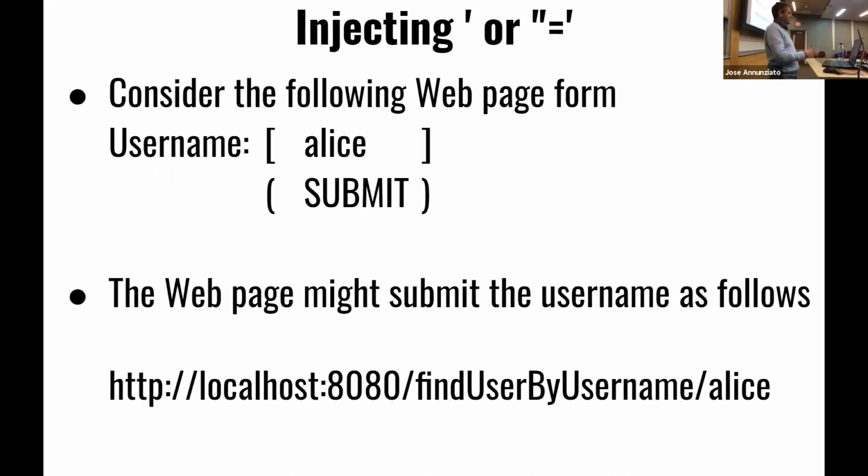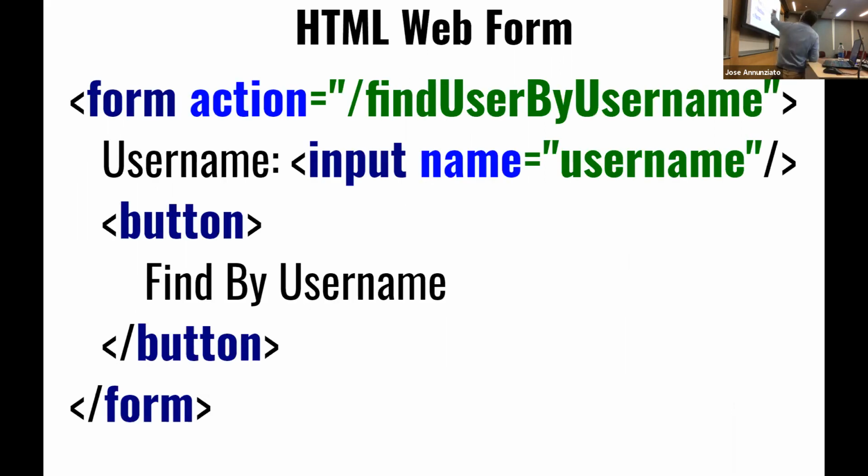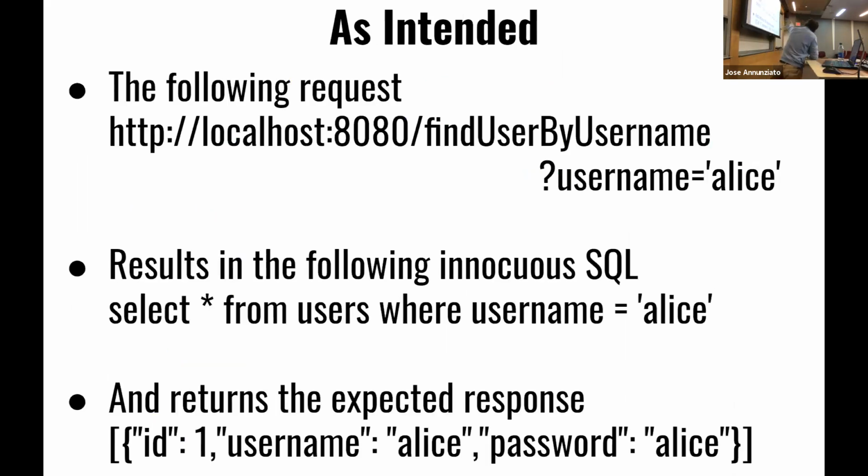So somebody's filling out a form, and we would expect them to type in Alice. We send Alice as the username as part of the URL. Now this might be the form that they're filling out, and we pass it in perhaps as a parameter. And so we send in the username, and it comes back with the appropriate response, which would be that individual unique user with their ID, their username, perhaps not the password.